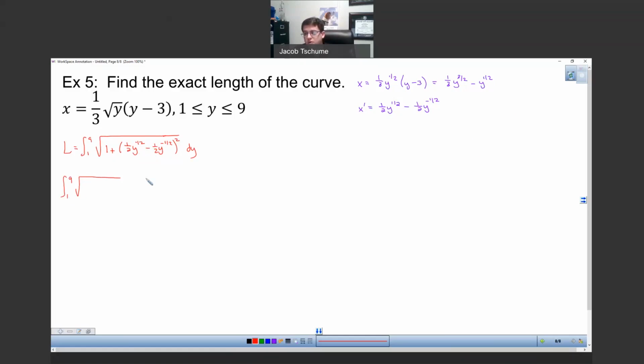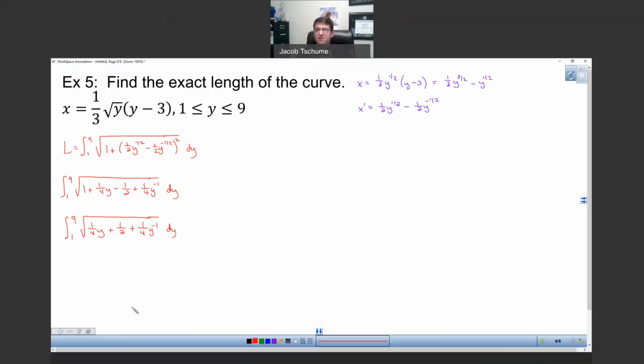This will be the square root of 1 plus, and when you FOIL this out and combine your like terms, you should get 1/4 y, then a minus 1/2, plus a 1/4 y to the negative 1, dy. You can now put your constants together. So this is the integral from 1 to 9 of the square root of 1/4 y, now plus 1/2, plus 1/4 y to the negative 1.